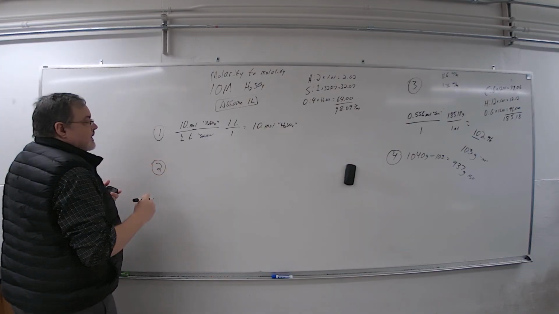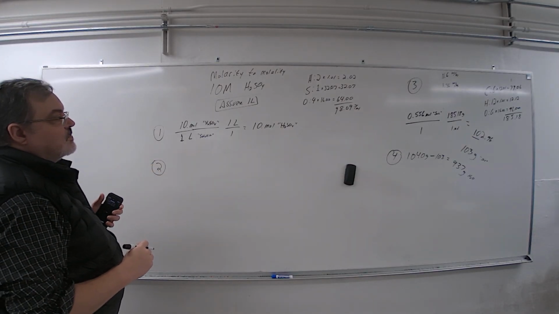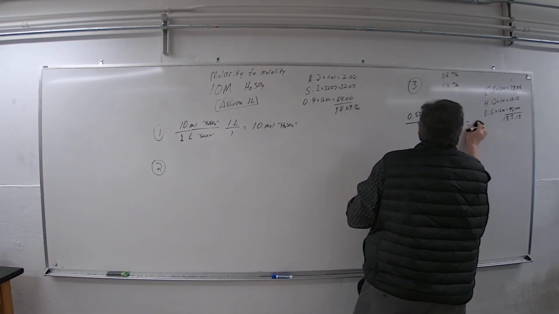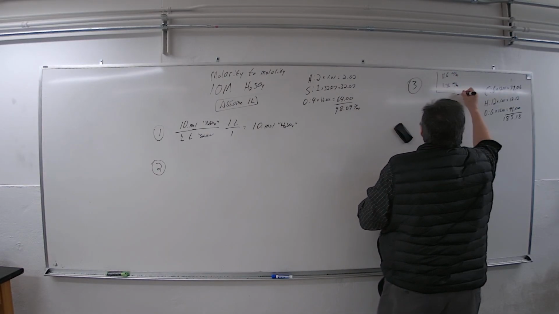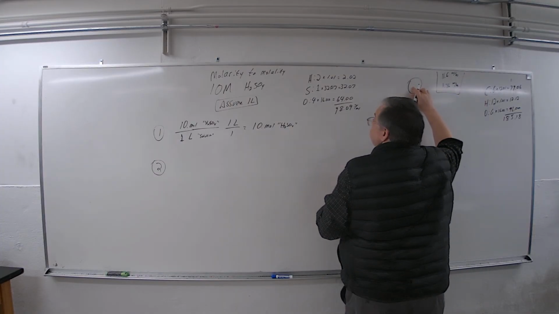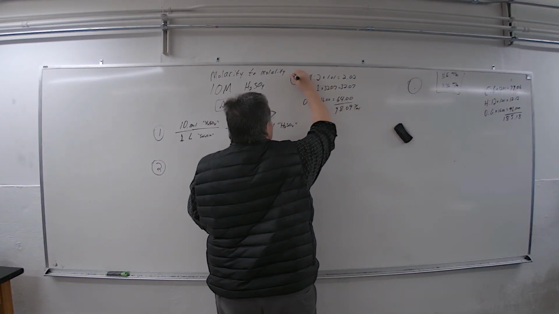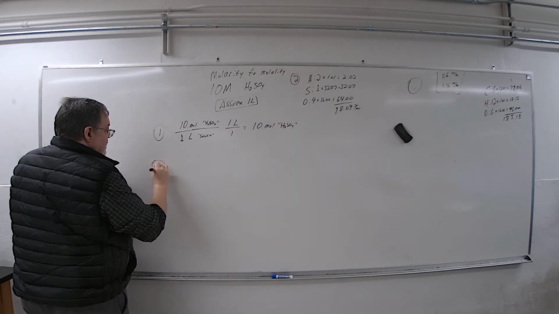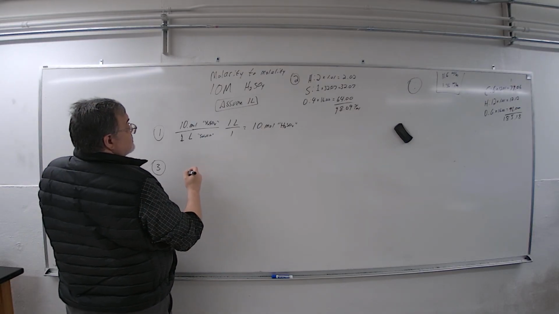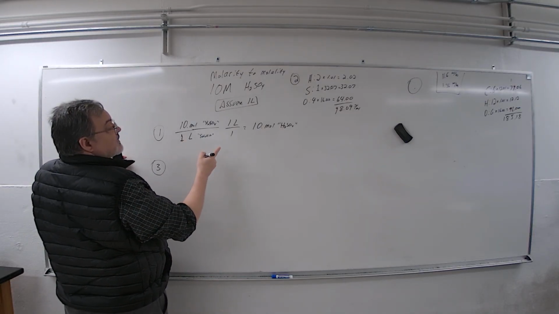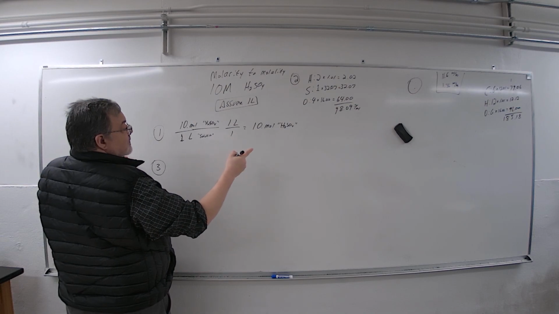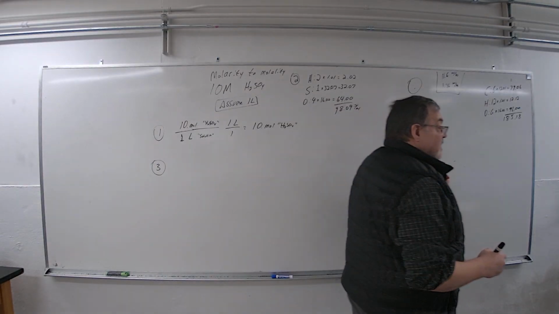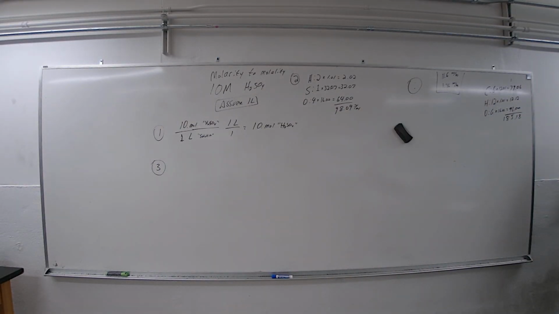Step 2. I guess this is step 2. You get that. And step 3. We have 1 liter. Oh, the density. It gave us the density: 1.84 grams per milliliter.